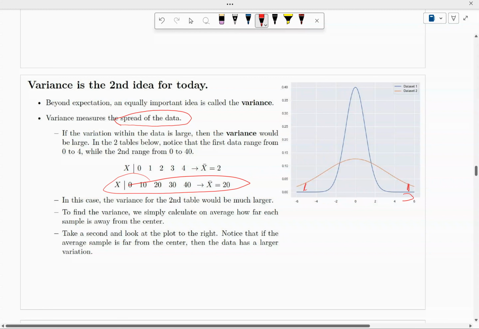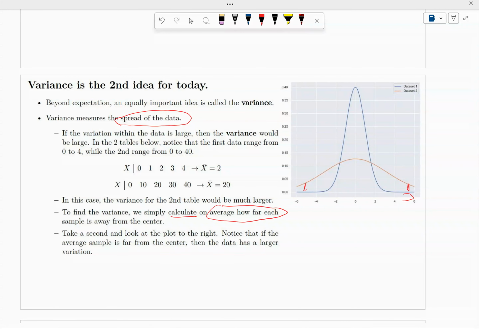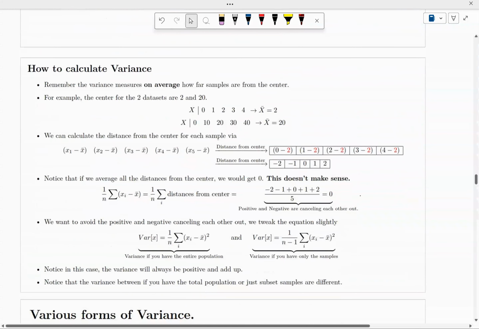To find the variance, we simply need to calculate on average how far each sample is from the center. So you just need to see how far it is from the center. Let's take a quick look at how to do this. Let's take this data set over here, 0, 1, 2, 3, 4, and we know the average of this is 2. So to find the distance from the center, we take each point and subtract the center. That will give us the distance away from the center for each sample.